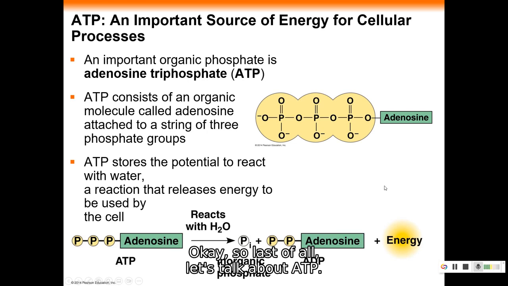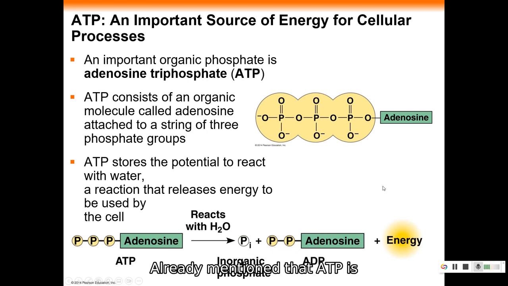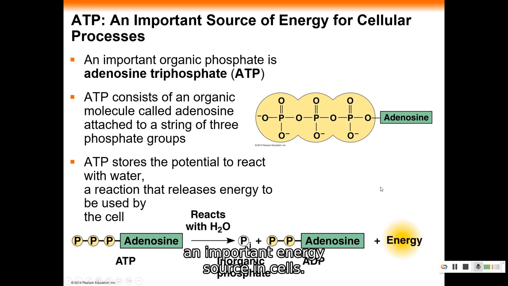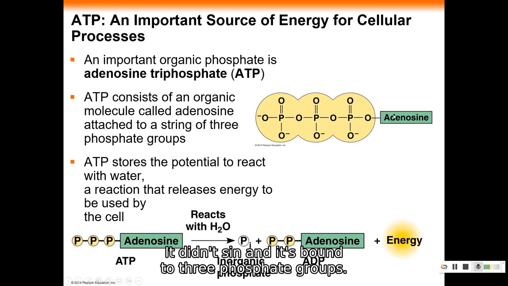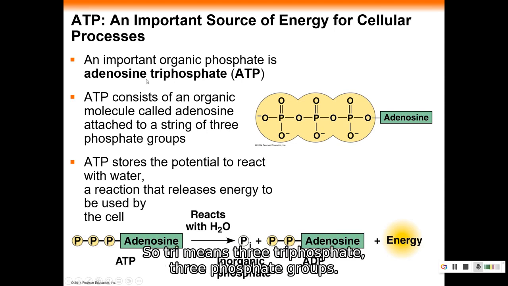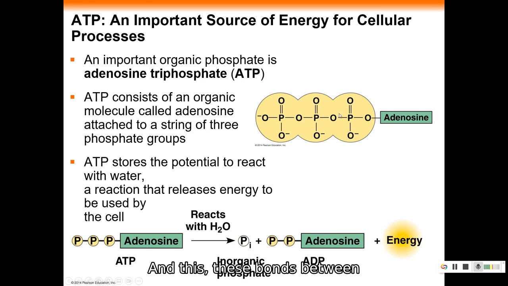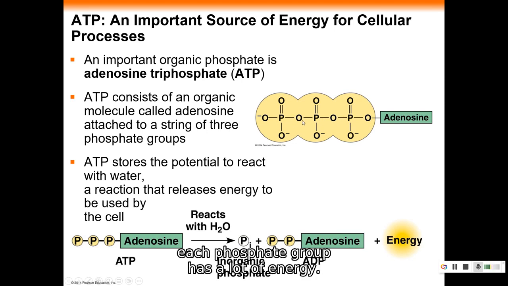Okay, so last of all, let's talk about ATP. I already mentioned that ATP is an important energy source in cells. In ATP, you have adenosine, which is one of our DNA bases. I hope that sounds familiar to you. Adenosine, and it's bound to 3 phosphate groups. So tri means 3, triphosphate, 3 phosphate groups. And the bonds between each phosphate group have a lot of energy.